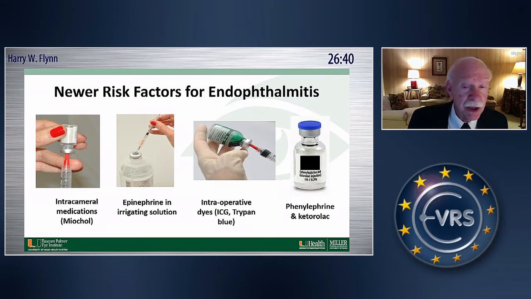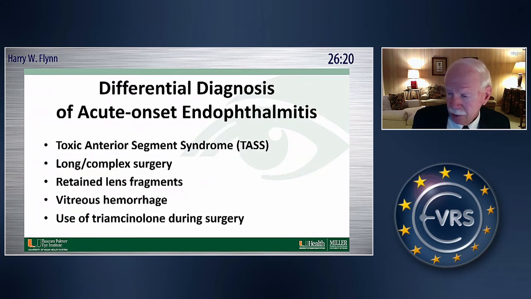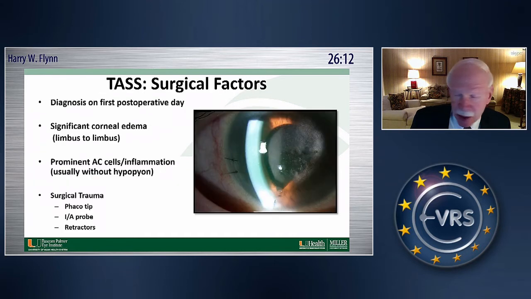The new risk factors for endophthalmitis include all the injectable materials that we use in surgery. These include intracameral miochol or other solutions, epinephrine in the irrigating fluid, intraoperative dyes such as ICG, trypan blue, and the use of lidocaine, phenylephrine, and ketorolac. Next slide, please.